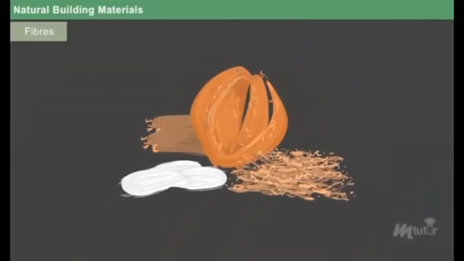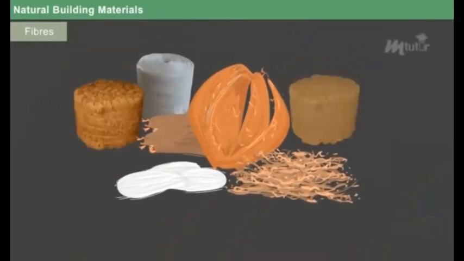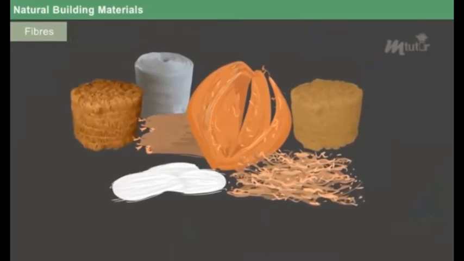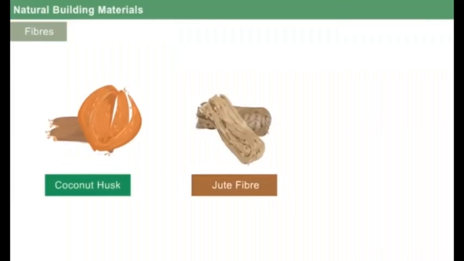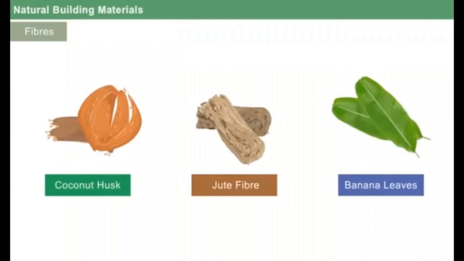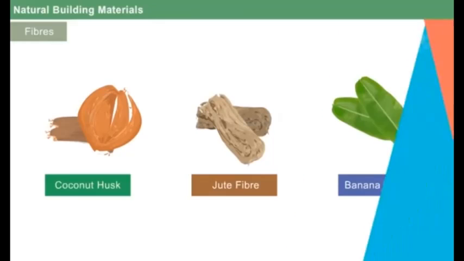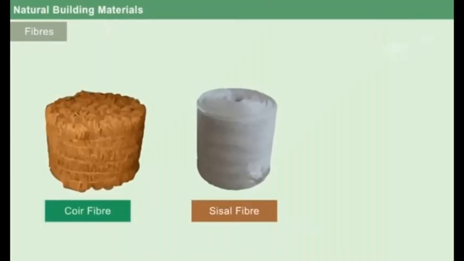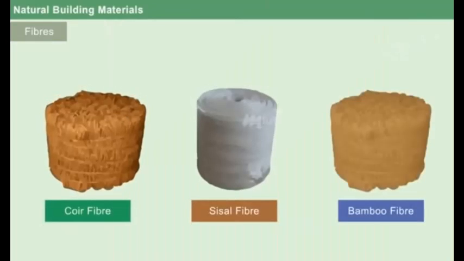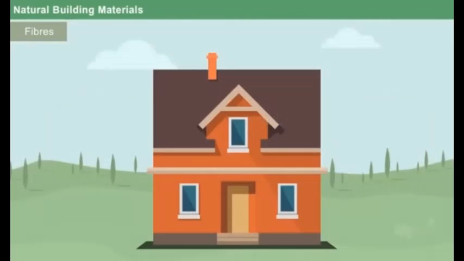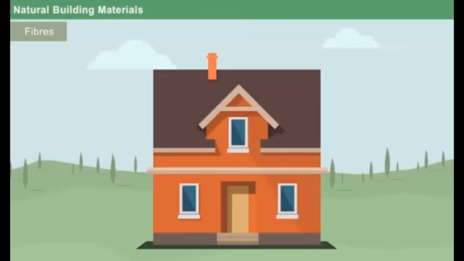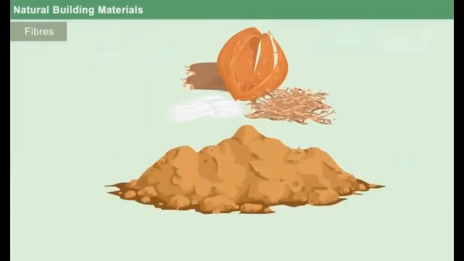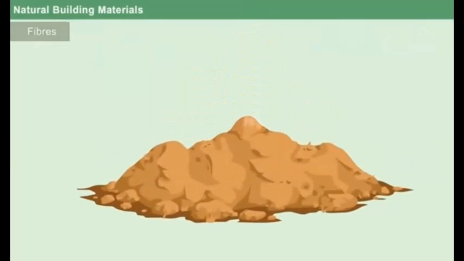Fibers. Since ancient days, various types of fibers have been used in construction. Some of the major sources are coconut husk, jute fiber, banana leaves, etc. Some of the commonly used fibers in building construction are coir fiber, sisal fiber, bamboo fiber, etc. The main uses of fibers are they arrest the growth of cracks when used in reinforced cement concrete. They are also used to improve the soil properties.